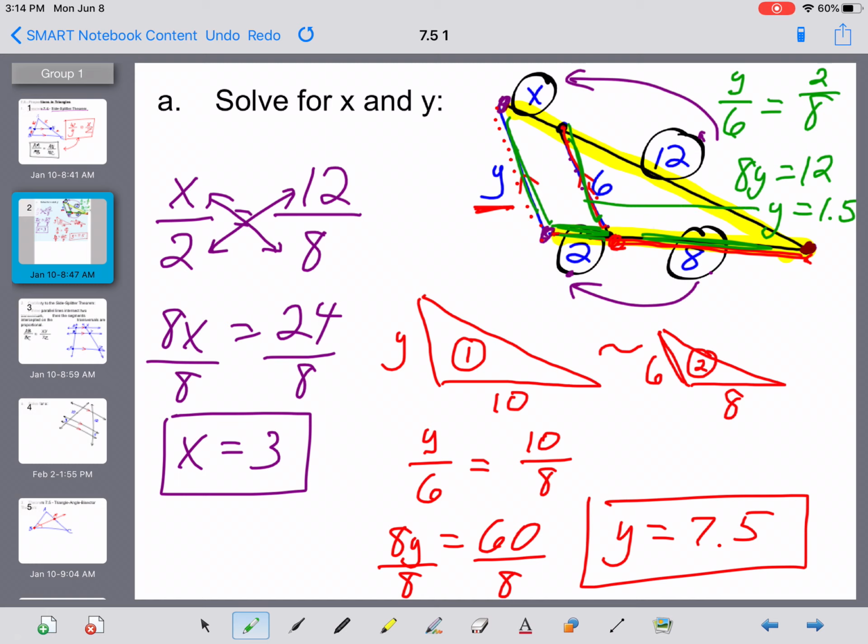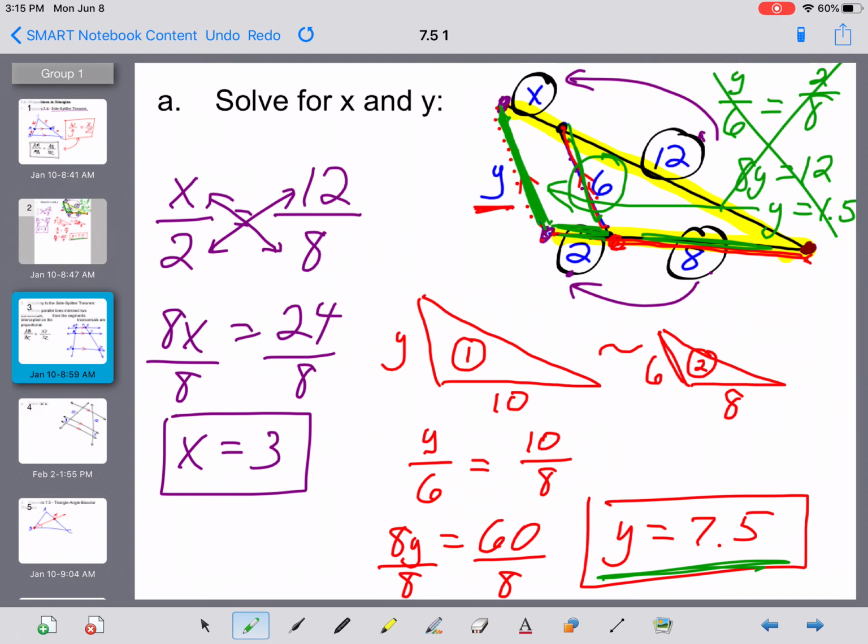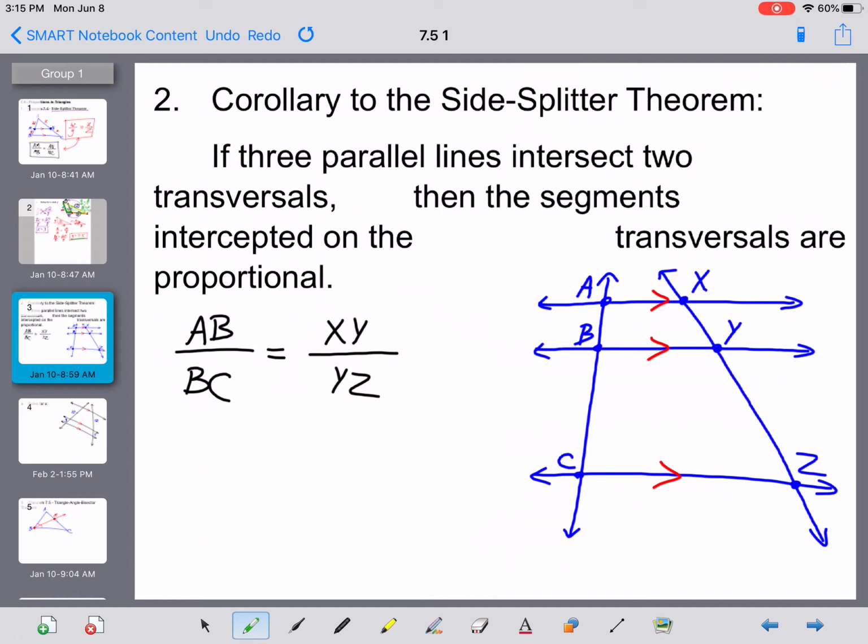And I want you guys to stop and think about whether or not it looks realistic that this side over here could have a length of 1.5, especially considering that that side right there has a length of 6. It doesn't make any sense. Y definitely needs to be bigger than 6, and that's what we came up with right here. So you want to be careful about over-applying the side splitter theorem and using it in places where it's not relevant.